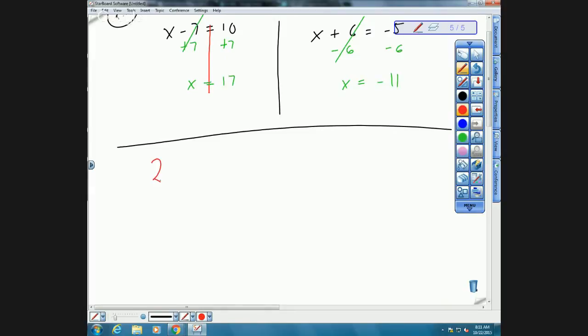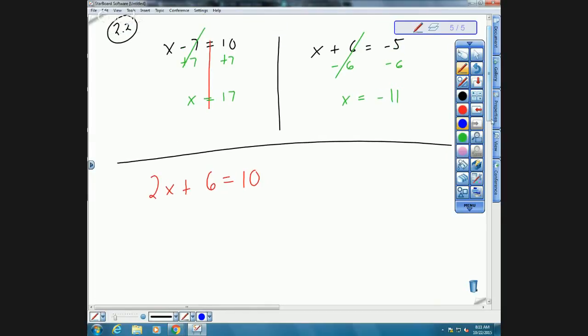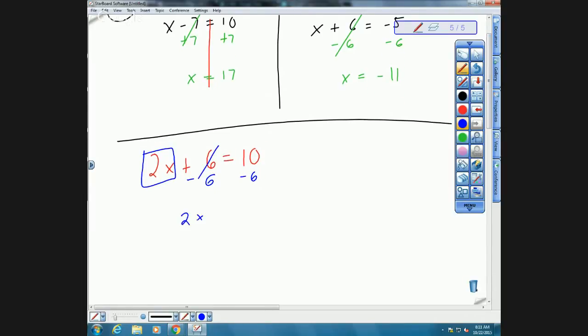If you have something like this, if you have multiple terms in there, the first thing you want to do is get the term with the x by itself. So I want to get this by itself, so I need to get rid of that negative 6. And then I have 2x equals 4. Right, this is 2 times x, so the opposite of that would be to divide by 2. Divide both sides by 2, so I get x equals 2.